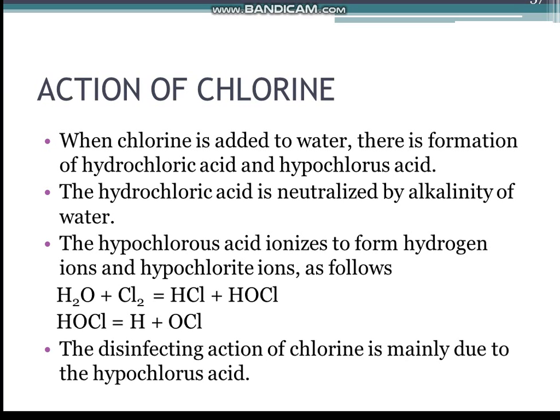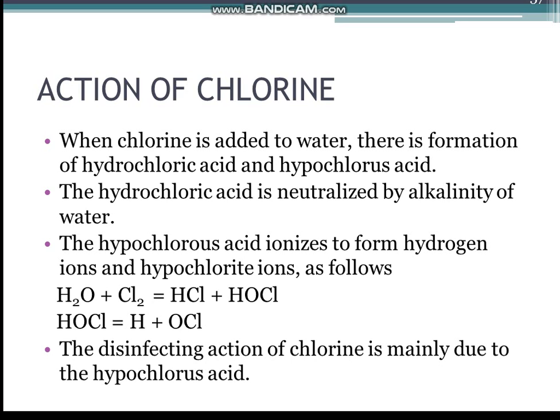What is the action of chlorine? When chlorine is added to water, there is formation of hydrochloric acid and hypochlorous acid. The hydrochloric acid is neutralized by the alkalinity of water. The hypochlorous acid ionizes to form hydrogen ions and hypochlorite ions as follows. The disinfecting action of chlorine is mainly due to the hypochlorous acid.